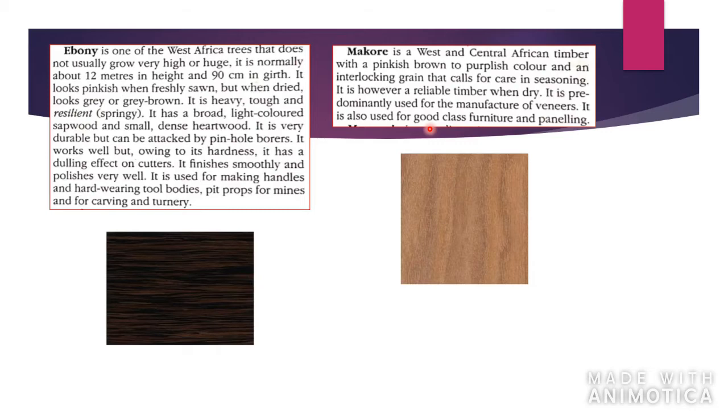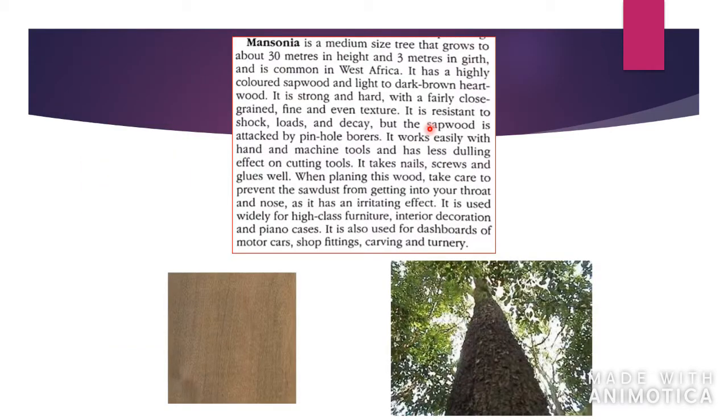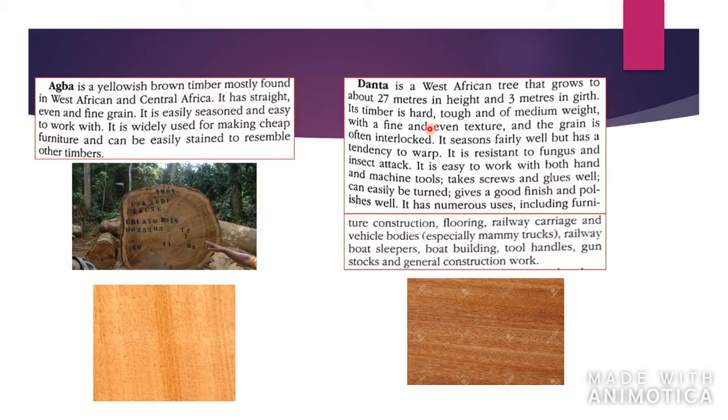Okay, all right. So the next one is the Mansonia, and this is a medium-sized tree. It's 30 meters, 10 meters shorter. It's very high, but 10 meters shorter than the Abura. Am I right?